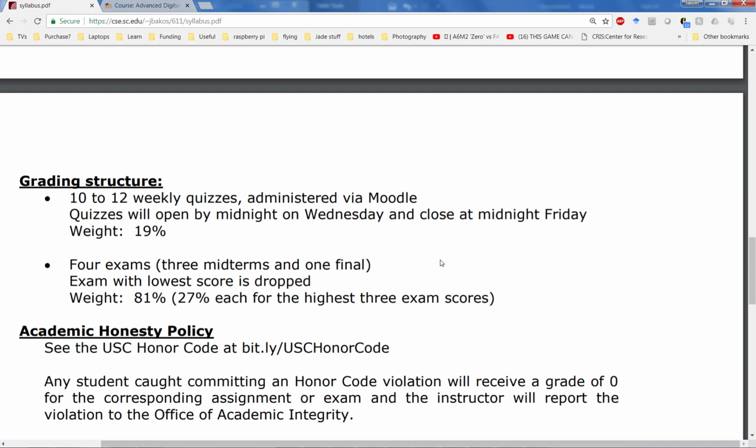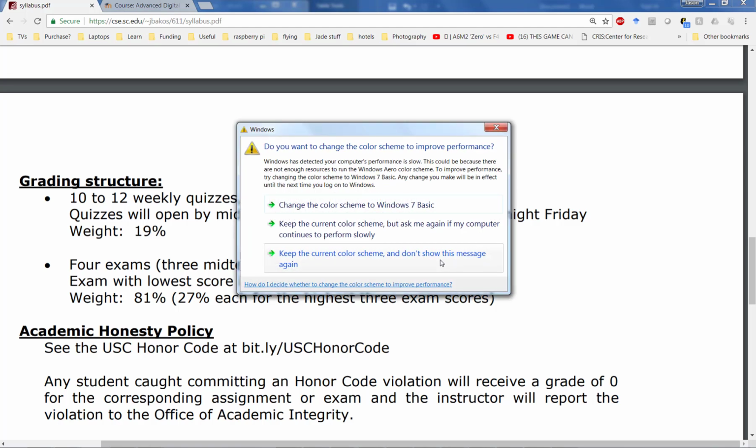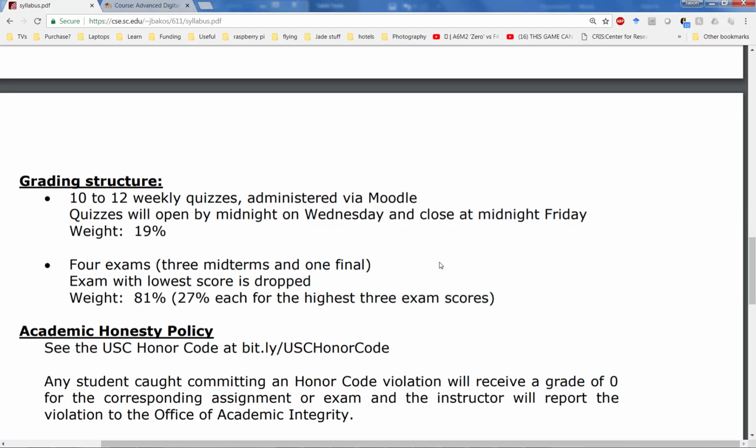Then we'll have 4 exams, which means that we'll have 3 midterms and 1 final. And each of those will be weighed 27% each after dropping the lowest score of the 4. So you'll take 4 exams and we'll drop the lowest score. And of the 3 that remain, they will be weighed 27% each for a total of 81%.